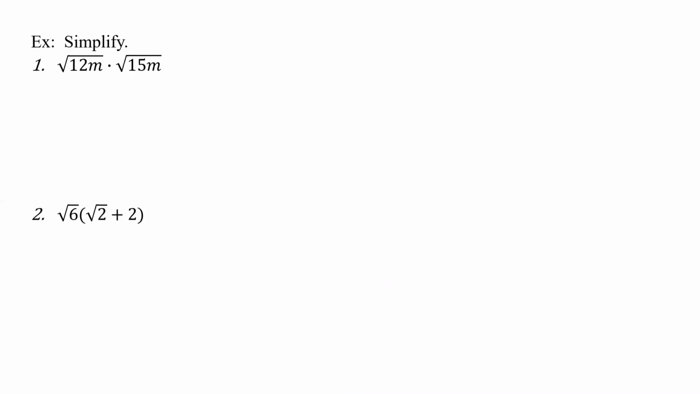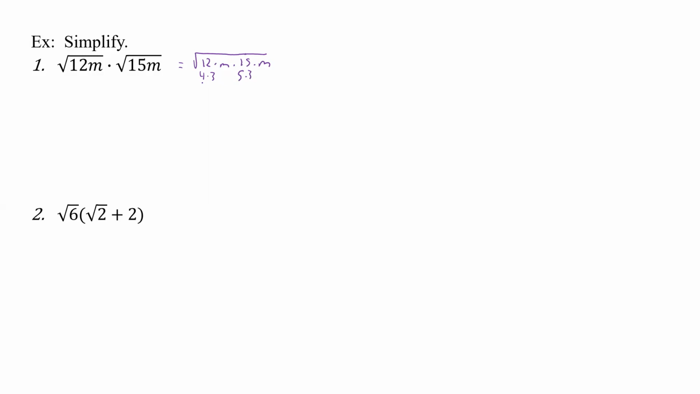All right, let's look at this one. The first thing we're going to ask is, is there anything we can do to simplify this? We're going to say that's equal to the square root of 12 times m times 15 times m, so we've put it all together. Well, what is 12? That's 4 times 3. What is 15? That's 5 times 3.